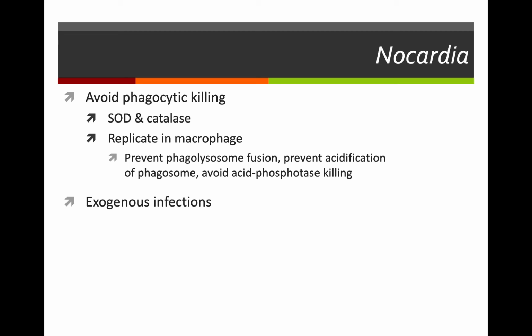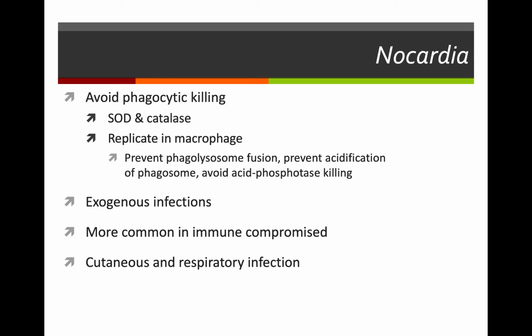These are what we call exogenous infections. We do not carry Nocardia on our bodies. That would be an endogenous source of infection. So you have to get the infection from somewhere else. And they are more common in the immune compromised. So generally, if you have a patient who is otherwise relatively healthy, you will not see a Nocardia infection. This is somebody who is compromised in some way.